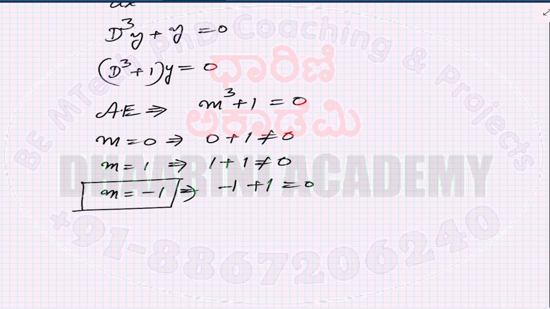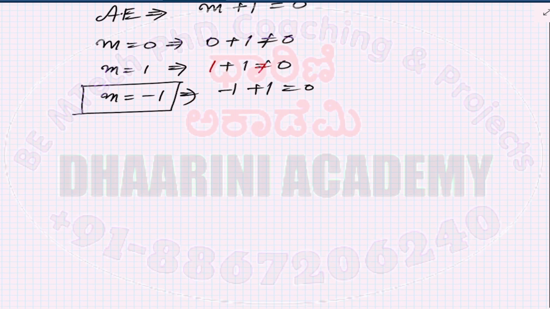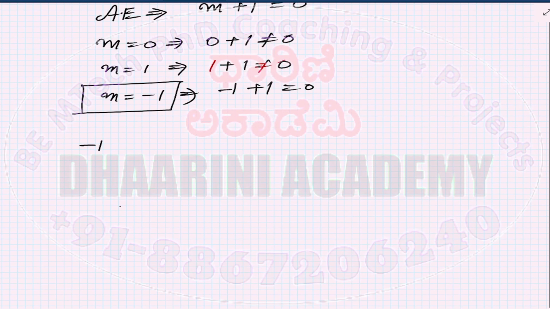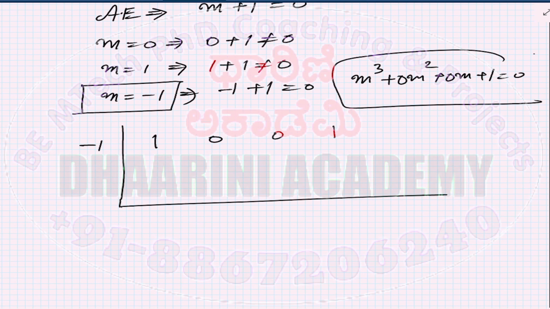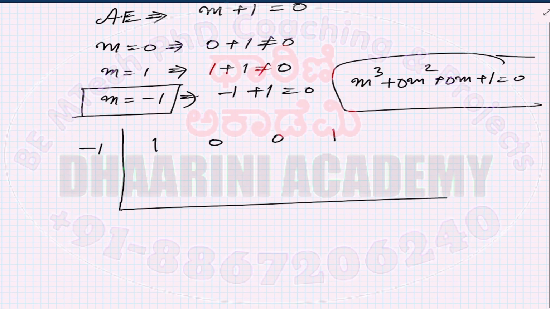What I do when m equal to minus 1, I use the table once again. So start with the root, that is minus 1. Then you write the equation. You can see that the equation is m cube plus 0m square plus 0m plus 1 equal to 0. So your coefficients are 1, 0 into m square, 0 into m, and 1 into this term. So that's how you are using this. Just check that once.